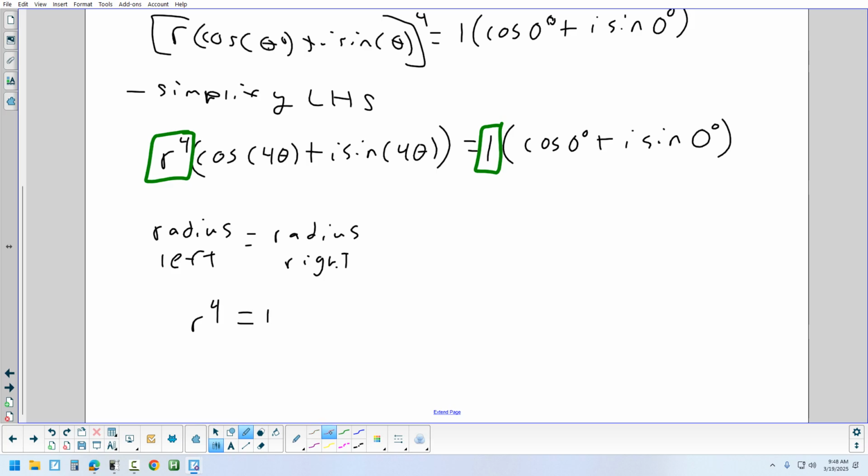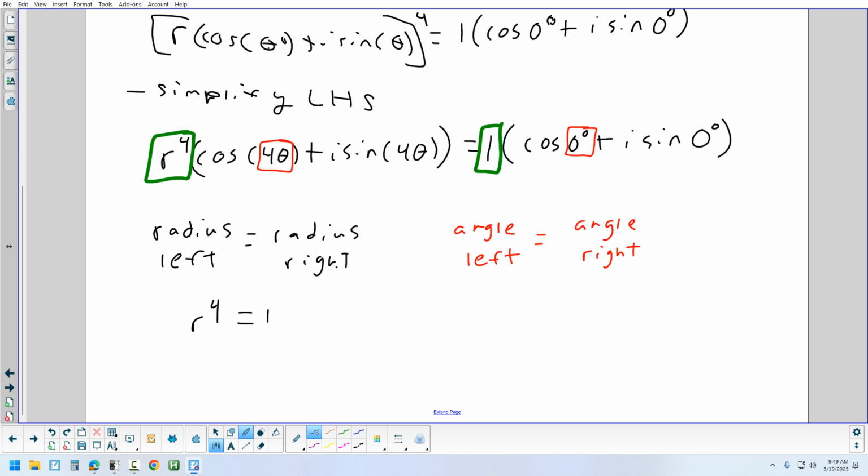Okay, I'll come back to that. What is my angle on the left? Yep, 4 theta. What is my angle on the right? 0. So the next thing we do is set the angle on the left equal to the angle on the right.